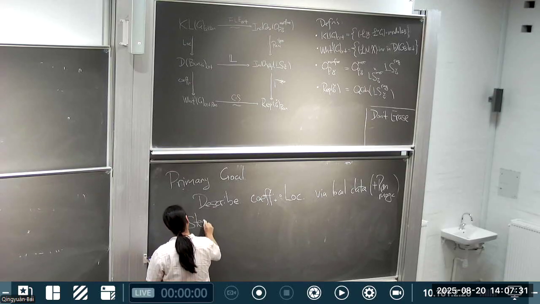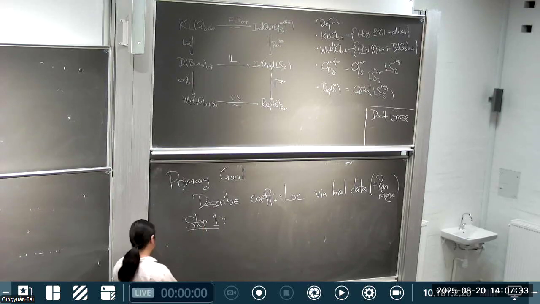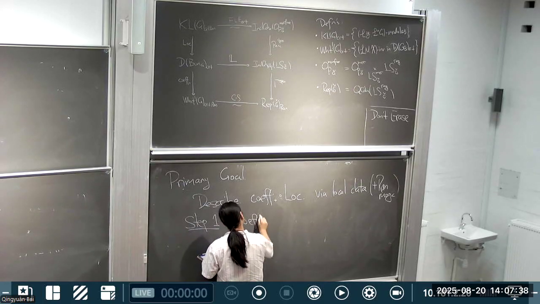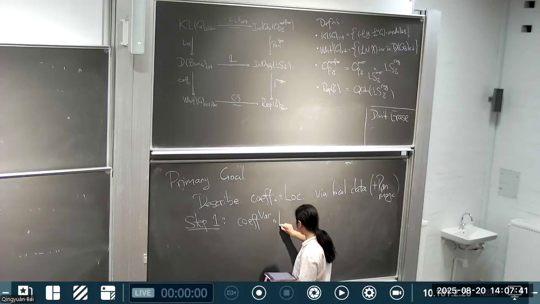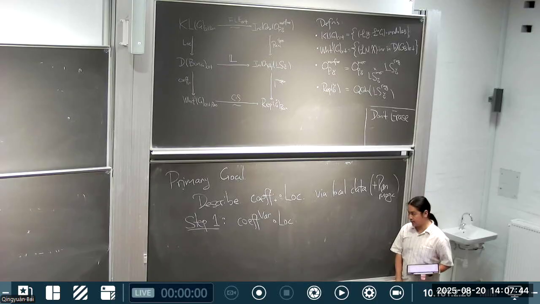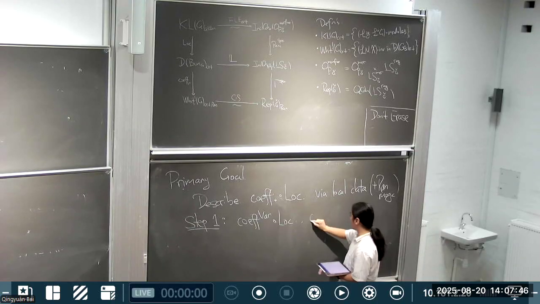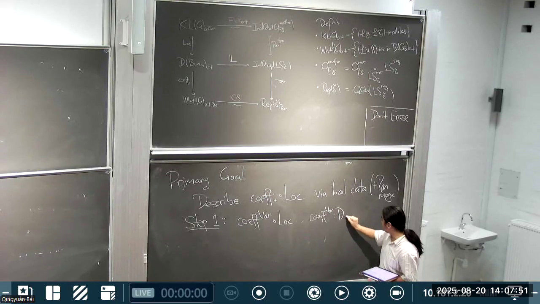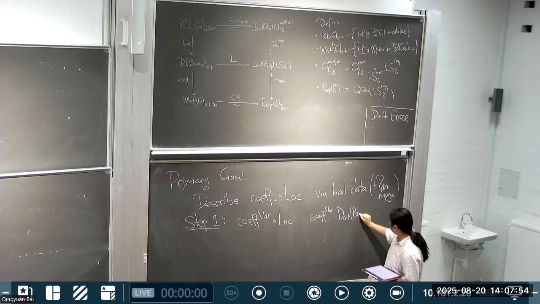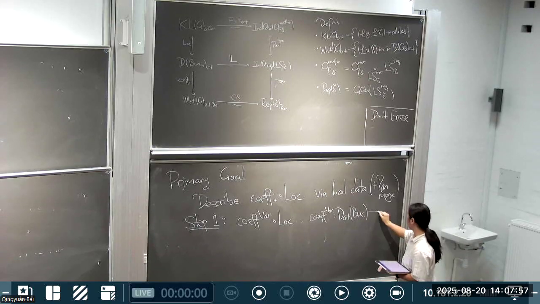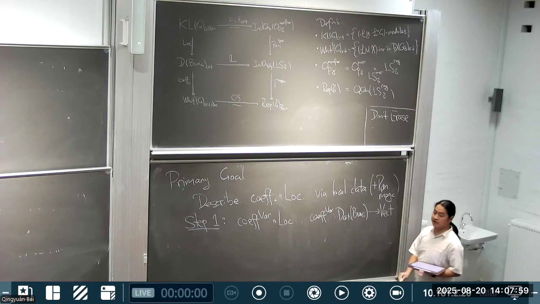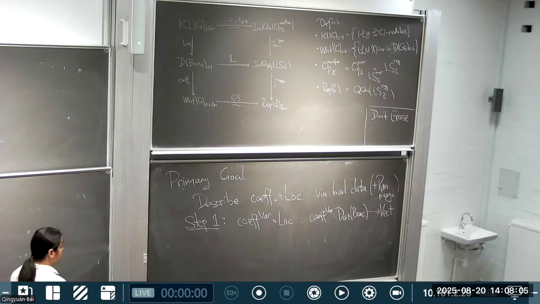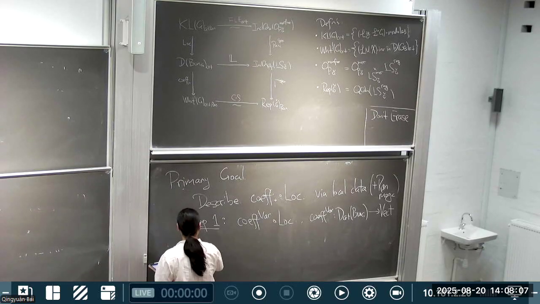To do this, there are two steps. The first step is to describe the following function, this coefficient rank function. We actually have seen this function before, and I will remind you of the definition later. For now you only need to know it's a function from G to a vector space. It's the coefficient function defined in day one. So this is step one.